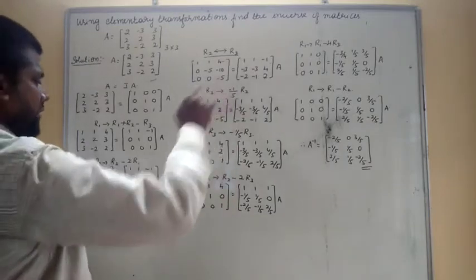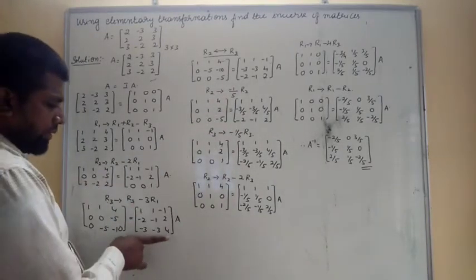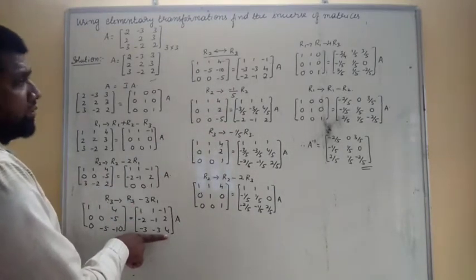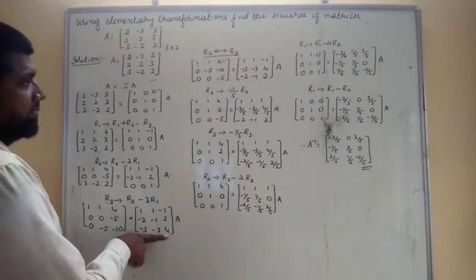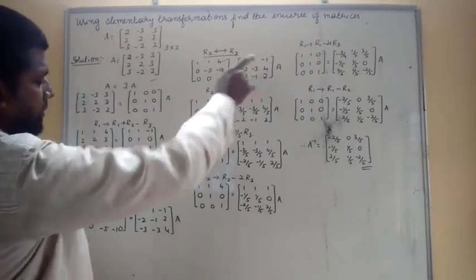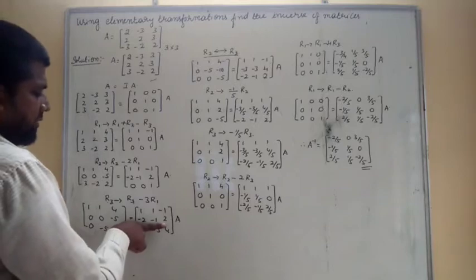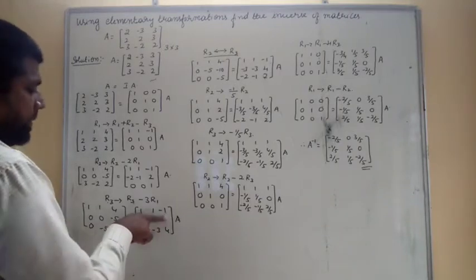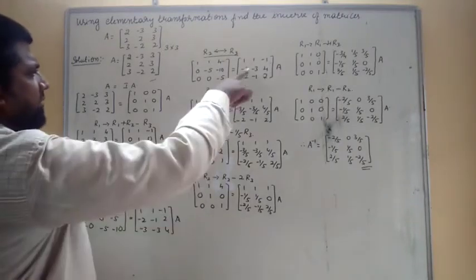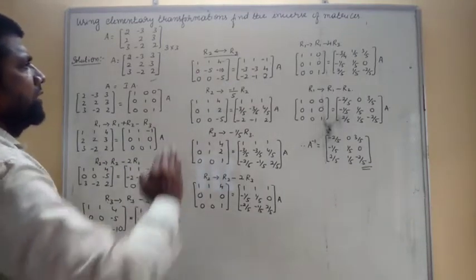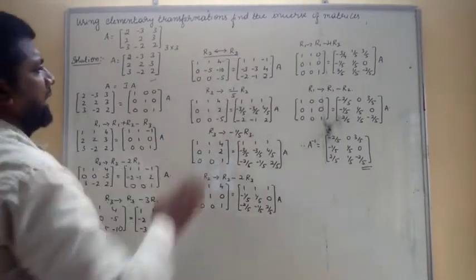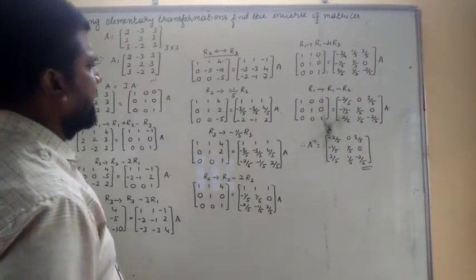Here same thing you have to write here in the right side also. Row 3 should be written. Row 3 elements minus 3 minus 3 minus 4 are shifted to row 2. Then row 2 elements minus 2 minus 1 minus 2 are shifted to row 3. So you have to shift in the left and right side. So let us go for the next step here.